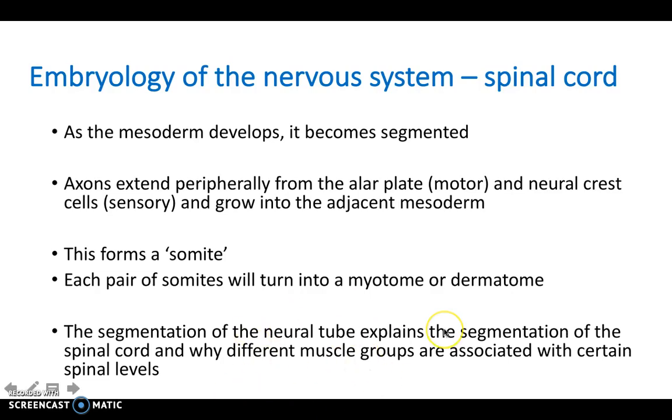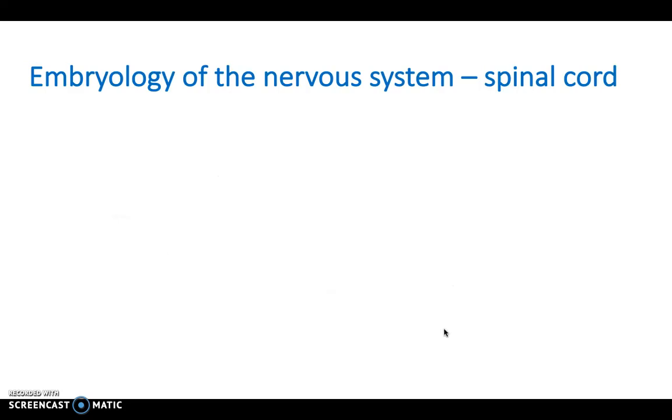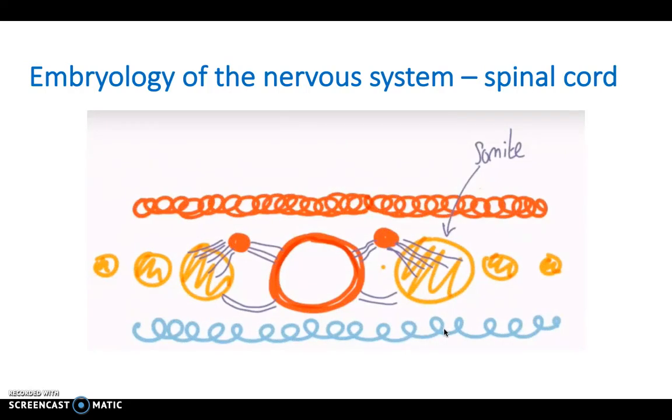So the segmentation of the neural tube explains the segmentation of the spinal cord and why different muscle groups are associated with different spinal levels, which is why when we feel sensation, it refers to different spinal levels. So this, for example, here is a somite.